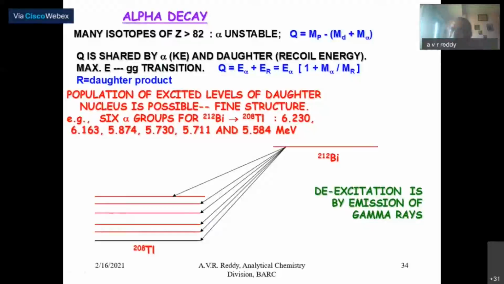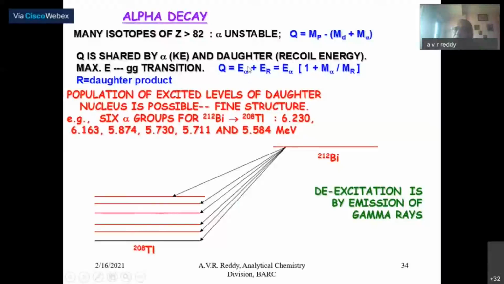Now the next part is energy. Energy has to be conserved, so the mass of the starting nucleus minus the mass of the recoil nucleus, that is the daughter product, minus the mass of the alpha particle is the Q value. And that Q value, as I told, is shared by the alpha particle as kinetic energy and the daughter product as recoil energy.